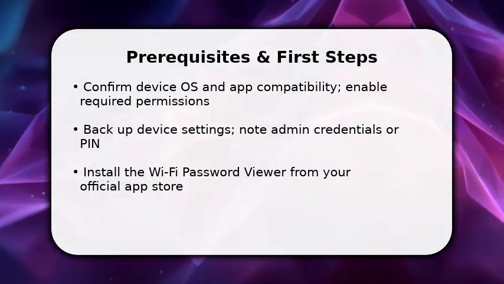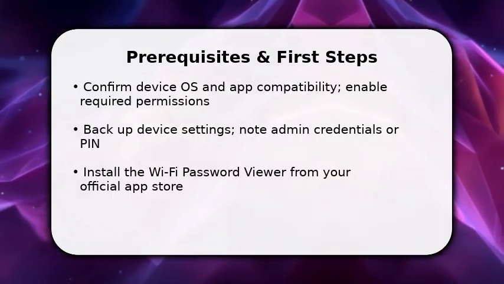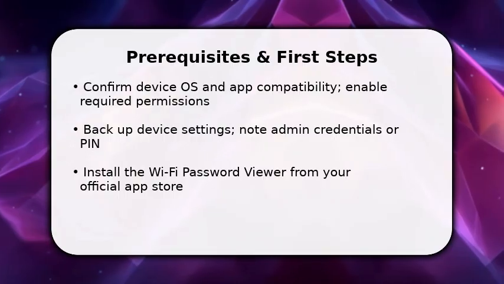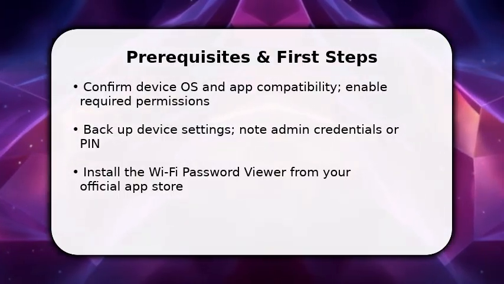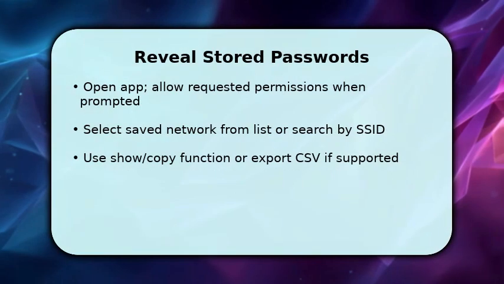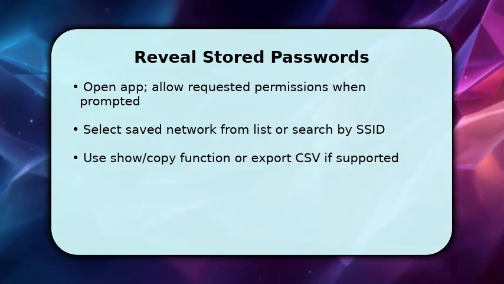Then install the official Wi-Fi password viewer from the App Store. Avoid third-party sources. This gets you past initial blockers and straight into recovery. Open the app and accept the permissions it needs to read network info. Without them, it cannot list saved SSIDs.